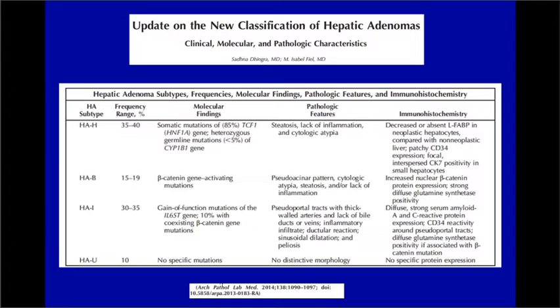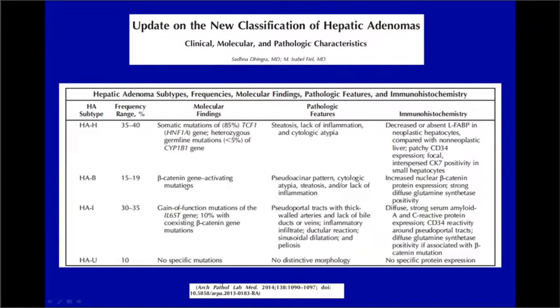And this table summarizes those subtypes. The first type, which occurs more commonly in females, is associated with a mutation in the HNF1A gene, and it's characterized by abundant steatosis. We could also identify it by doing immunohistochemistry for liver fatty acid binding protein, which will be lost in this particular type of adenoma.